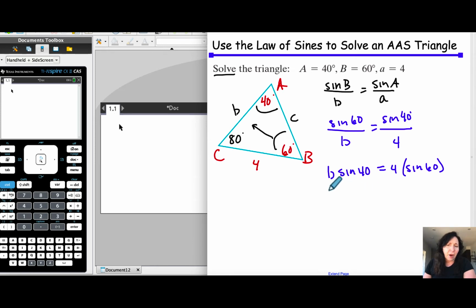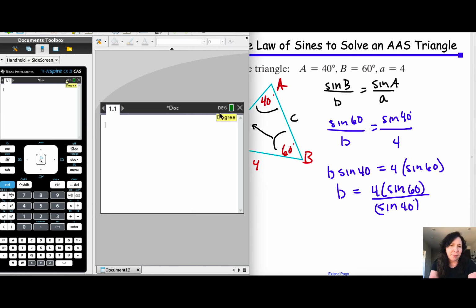Because our goal is to solve for little b, I'm going to divide both sides, and I'm going to get 4 times sine of angle 60, all divided by sine of angle 40. And I'm going to put that in parentheses because parentheses are good. On my calculator, I'm going to make sure that I'm in degrees. So make sure you're in degrees. If you're not in degrees, change the mode, radians or degrees.